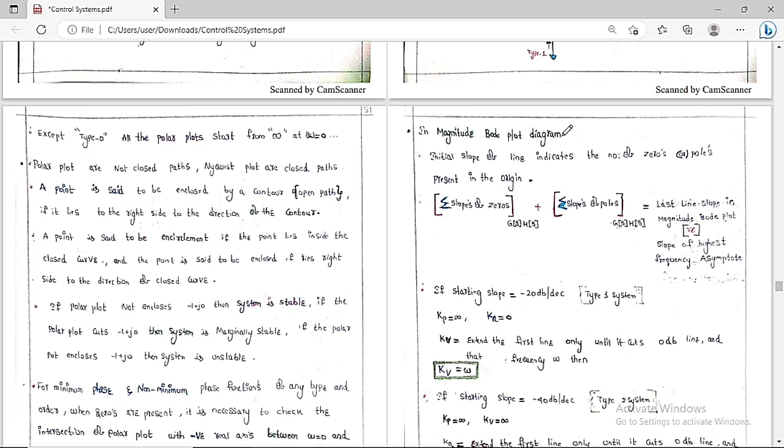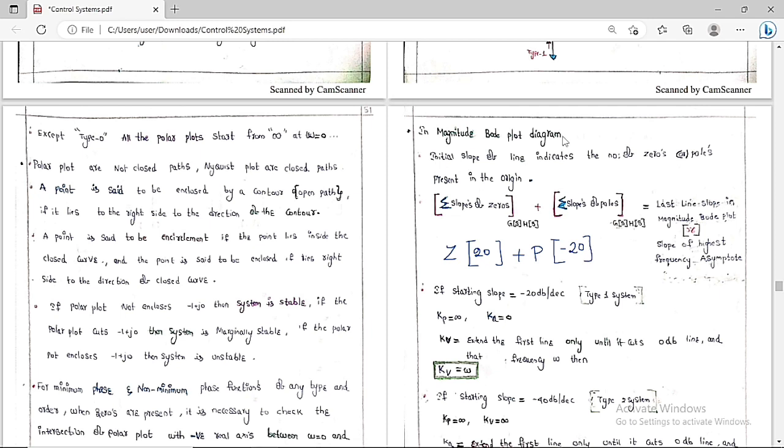The next point is the summation of all the slopes of zeros plus the summation of all the slopes of poles is nothing but the last line slope in the magnitude Bode plot, or the slope of the highest frequency asymptote. What is the meaning of this? I have already told you. Suppose in the open loop transfer function there are z number of zeros. Each zero is going to give a slope of 20 decibels per decade. Plus, suppose there are p number of poles. Each pole is going to give a slope of minus 20 decibels per decade.